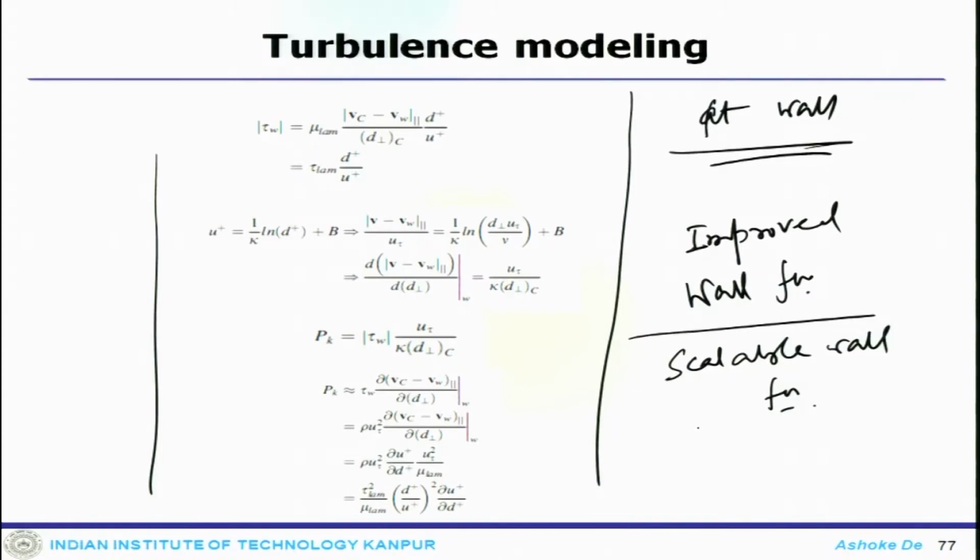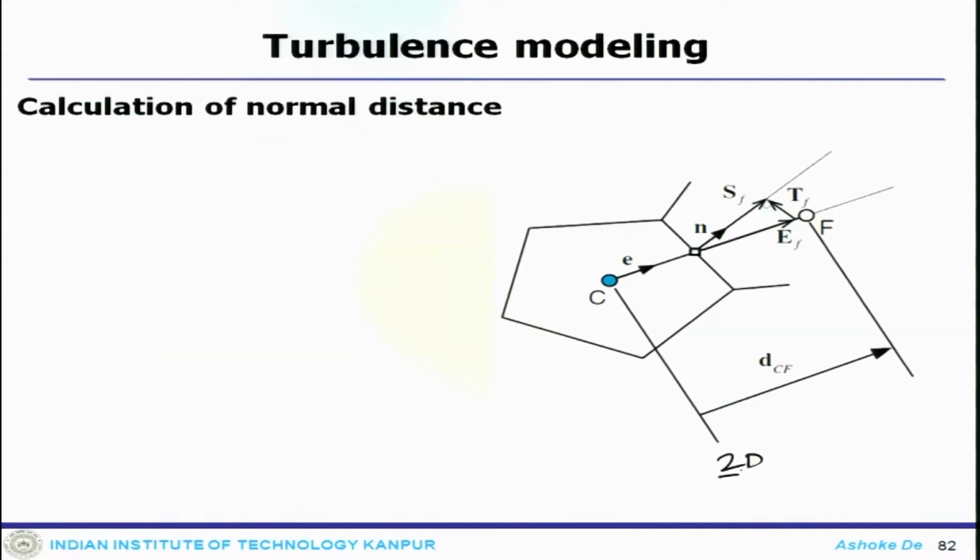Now, how do you calculate the normal distance? That is the critical part. Let us see a 2-dimensional control volume. How do you calculate the normal distance? The normal distance can be calculated based on solving a differential equation, which could be a Poisson, Eikonal or Hamilton-Jacobi kind of equation.